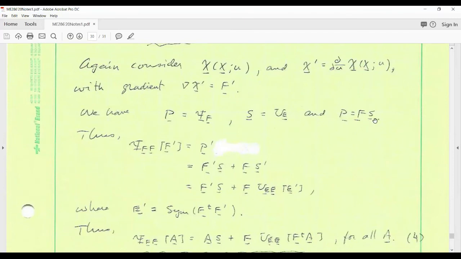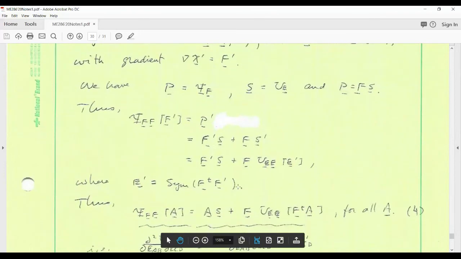We can differentiate this equality with respect to the parameter. On the left, we have d psi dF prime, which would be d squared psi dF squared operating on F prime. So that's just P prime. On the right, we have F prime S plus F S prime. S prime, on the other hand, is the prime of this, so it's the second derivative of U with respect to E operating on E prime. E, of course, is 1/2 quantity F transpose F minus the identity. If you take the prime of that, you can quickly see that it's just the symmetric part of F transpose F prime.